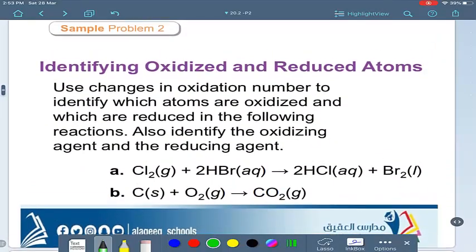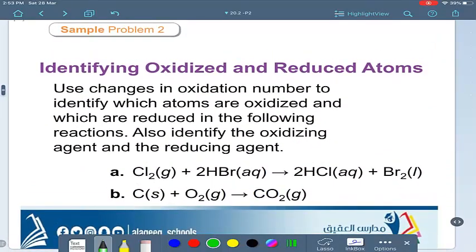Let's answer this problem and see how we can calculate the oxidation number for the elements and identify what changes happened to each element, to identify which element is oxidized, which element is reduced, and also to identify the oxidizing agent and reducing agent. Look at the first example: Cl2 gas plus 2HBr aqueous solution yields 2HCl aqueous solution plus Br2 liquid.